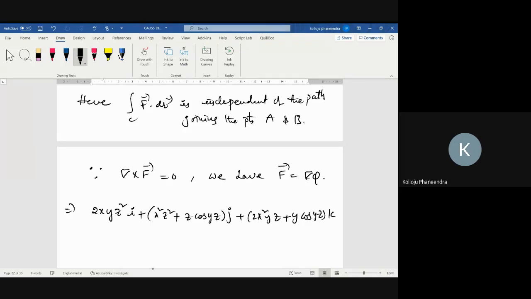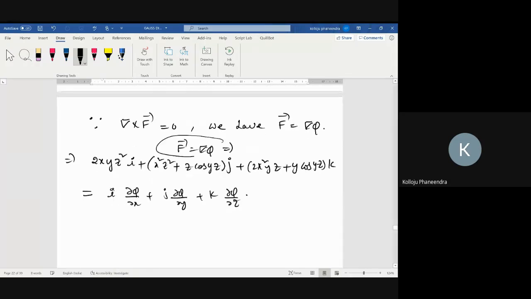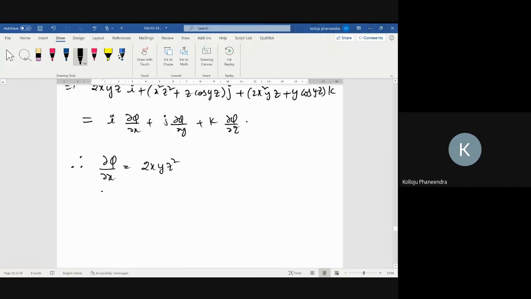This is F bar. I will write here. F bar equal to del phi. What is del phi? i ∂φ/∂x + j ∂φ/∂y + k ∂φ/∂z. Okay, I'm taking this equation and substituting in this one. Therefore, what I'm getting: first, the i components are equal. So ∂φ/∂x = 2xyz².